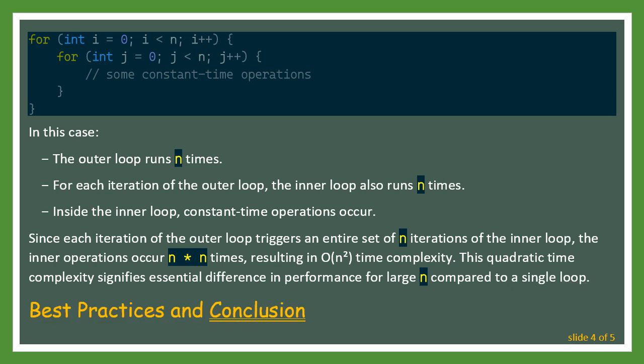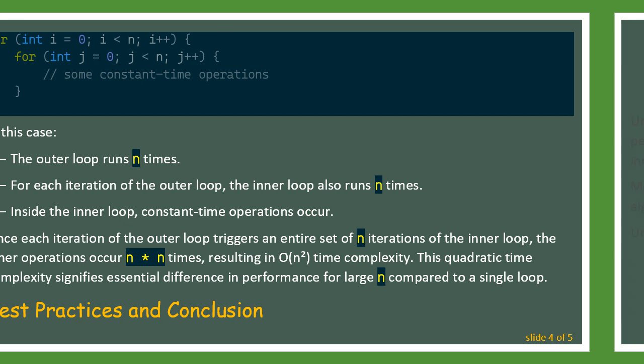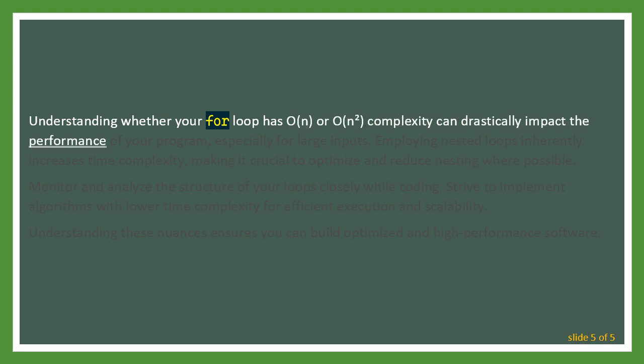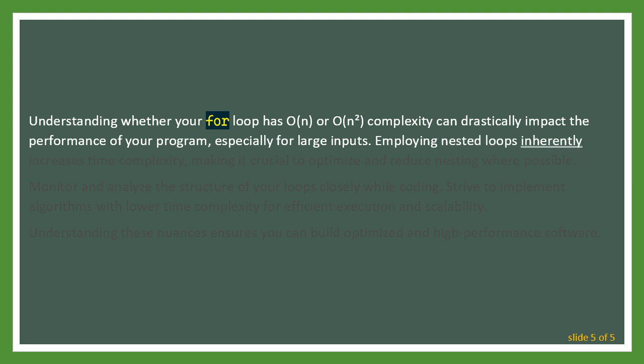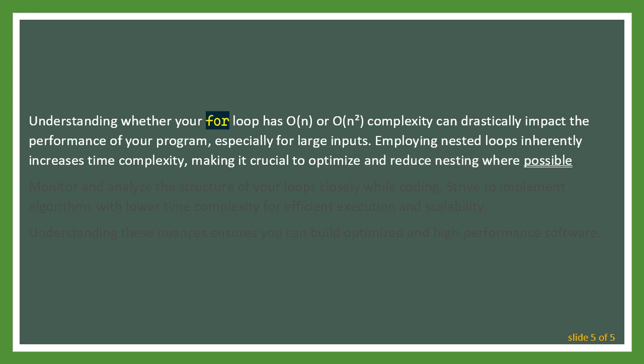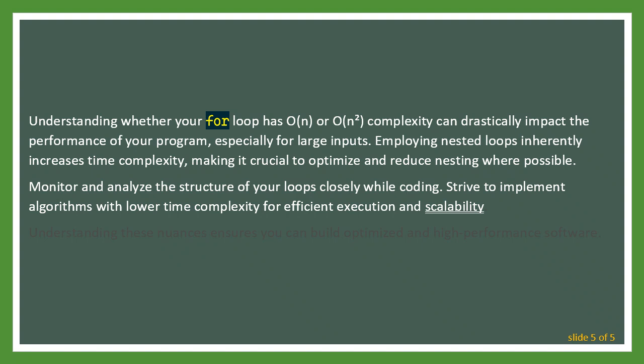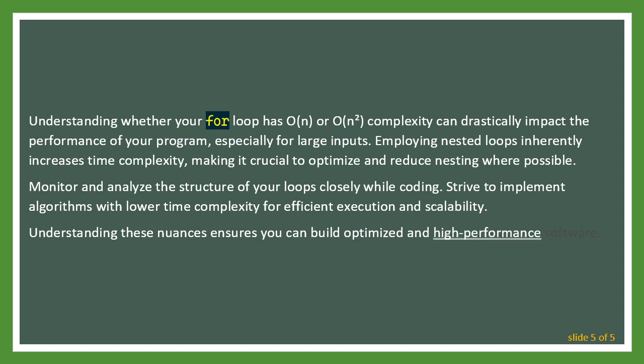Best practices and conclusion. Understanding whether your for loop has O(n) or O(n^2) complexity can drastically impact the performance of your program, especially for large inputs. Employing nested loops inherently increases time complexity, making it crucial to optimize and reduce nesting where possible. Monitor and analyze the structure of your loops closely while coding. Strive to implement algorithms with lower time complexity for efficient execution and scalability. Understanding these nuances ensures you can build optimized and high-performance software.